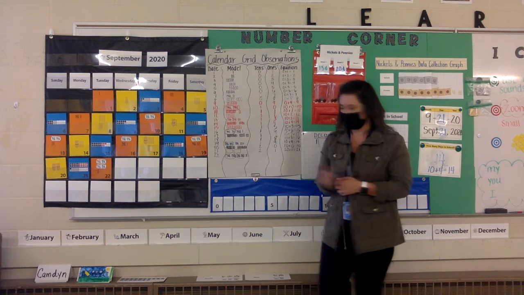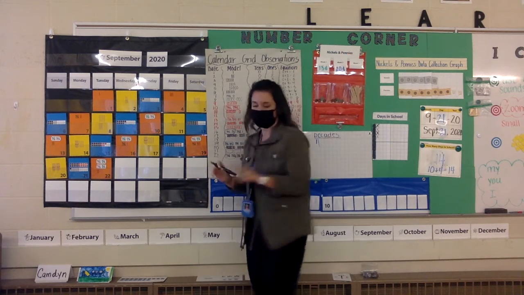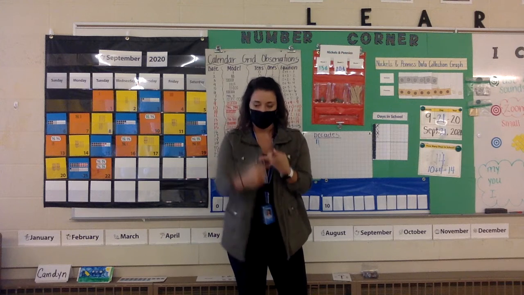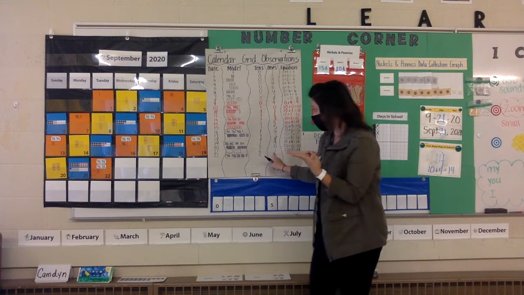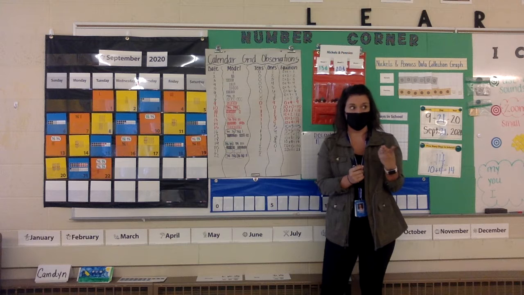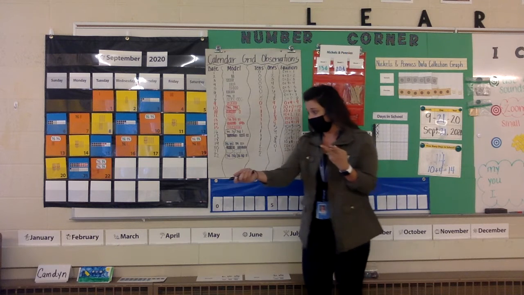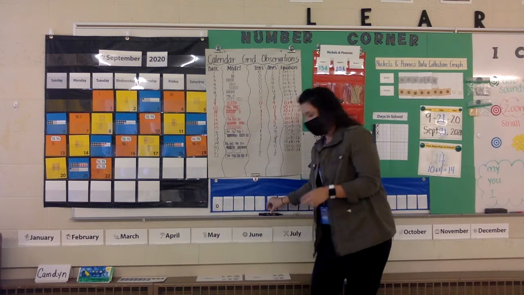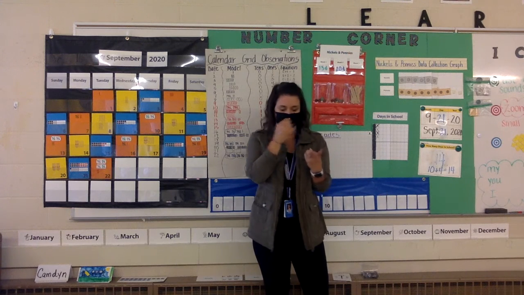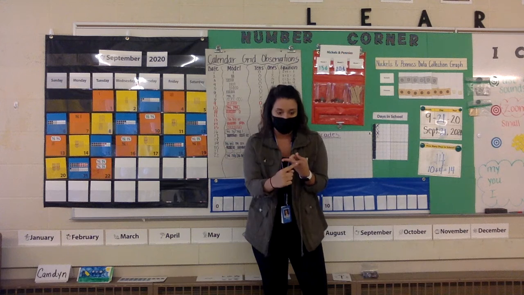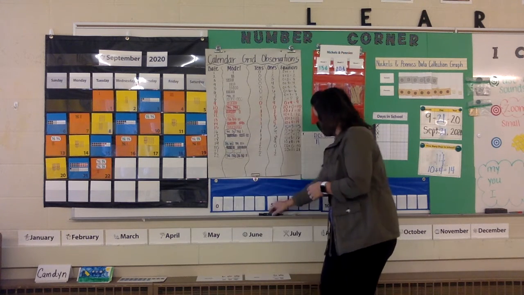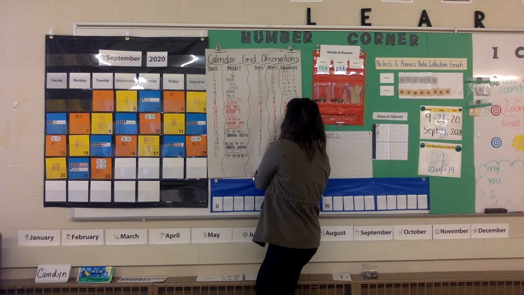Kendall? 2. 2. And watch how we do this. Put 2 fingers out. Count by 10s with me. 10, 20. So how many extra ones do we need to get to 22 if we're at 20? 2 more. Do that with me. Put 2 fingers out. Let's count by 10s. 10, 20, 21, 22. So that's correct. And then we write that 20 plus 2 equals 22.